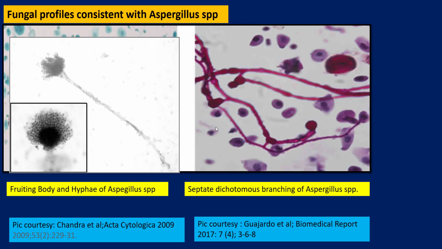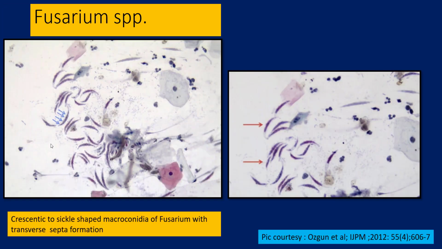So we finish up with some of the other organisms which you might find. This is the septate dichotomous branching of Aspergillus species seen in cervical smear as reported by Guijado et al. in Biomedical Reports in 2017. This is something which we rarely see. This is an article by Chandra et al. published in Acta Cytologica, where you see the hyphae of Aspergillus with the presence of a fruiting body. Not very commonly seen, so I just thought I'm going to put it here.